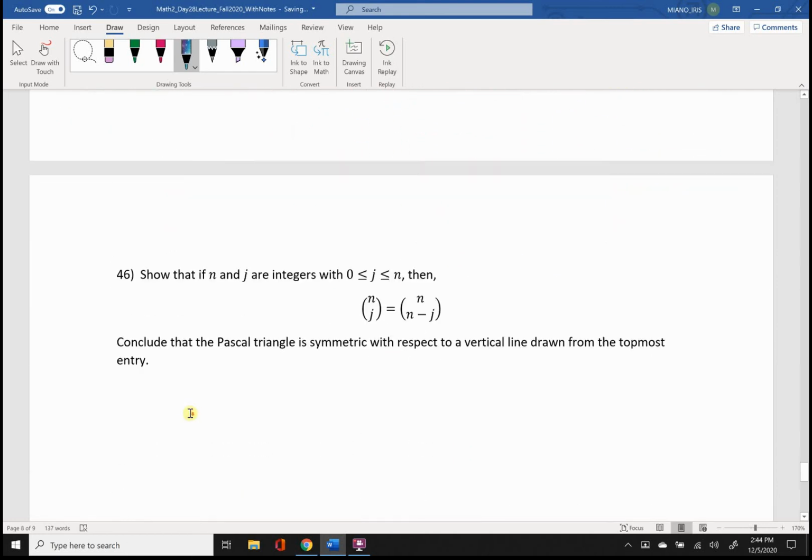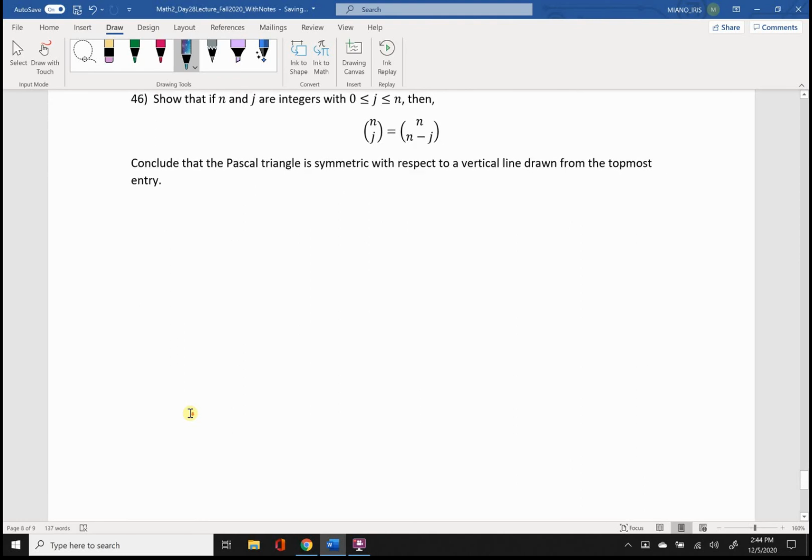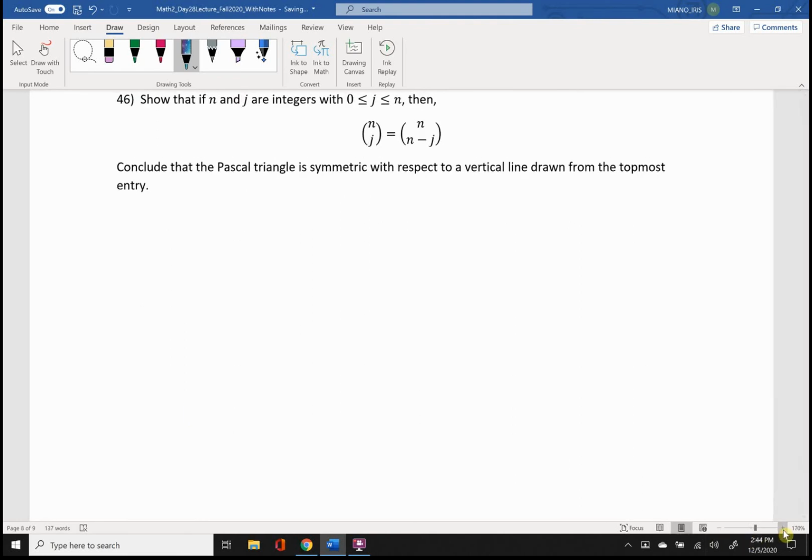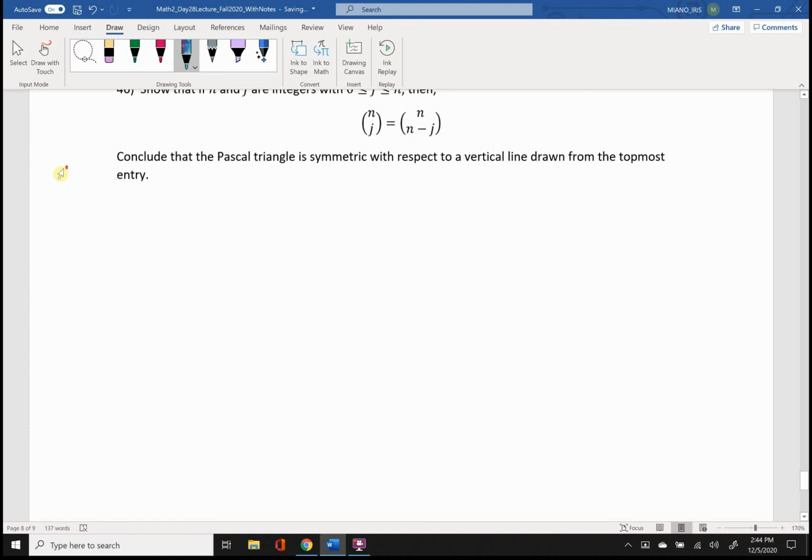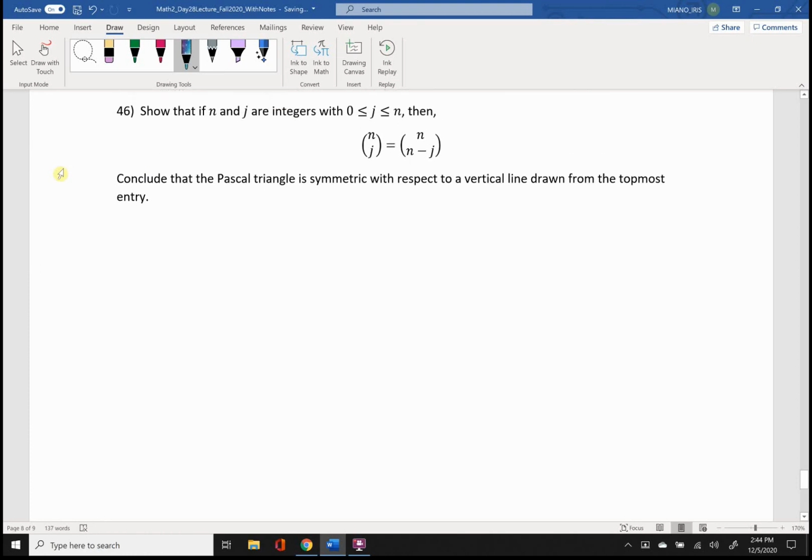Okay, we have one last thing that I wanted to do, which is to show. It doesn't say prove, just to be clear. We're not going to go back and use any kind of method for proving or anything like that. We're just going to show that n chosen j at a time is the same as n chosen n minus j at a time. And this is going to allow us to make this conclusion that Pascal's triangle is symmetric with respect to a vertical line drawn from the topmost entry.